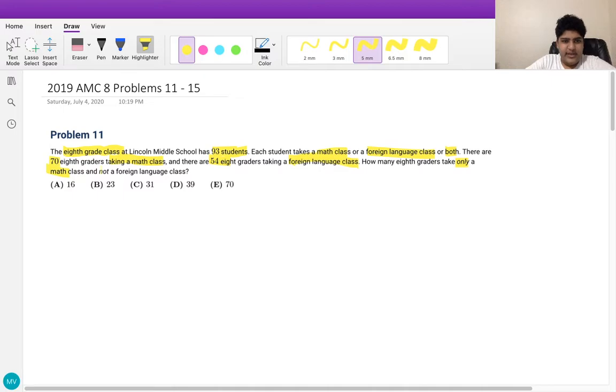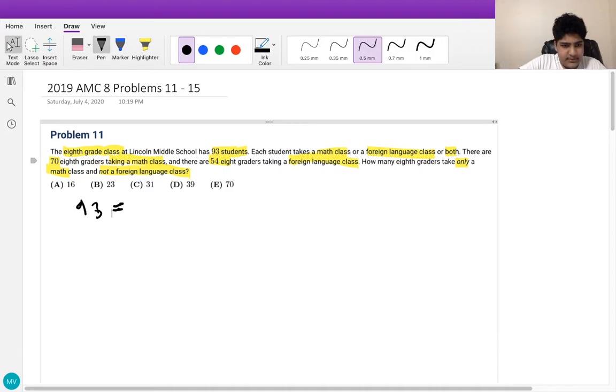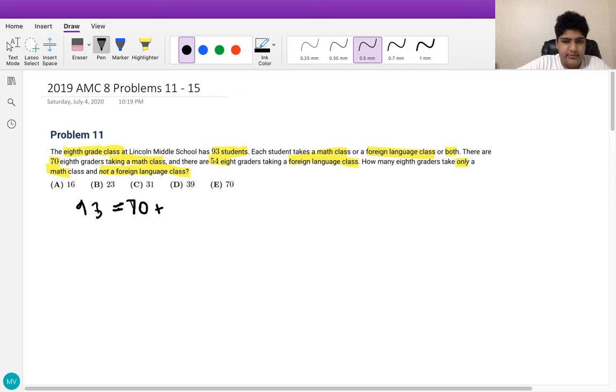Now, it turns out that 8th grade wasn't really relevant, and we can just use the principle of inclusion-exclusion. So, the principle of inclusion-exclusion states that the total number, which is 93, is equal to the number in math, which is 70, plus the number of the other one, which is foreign language, so 54, minus both. So let's just let B denote both. So here we can just solve this equation for B to get that B is equal to 31.